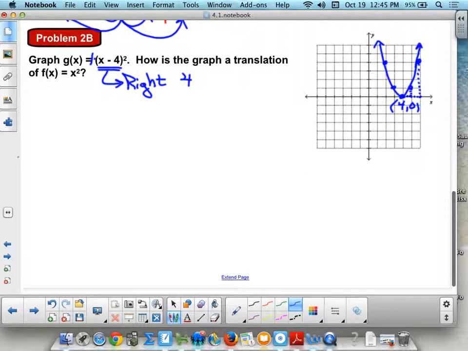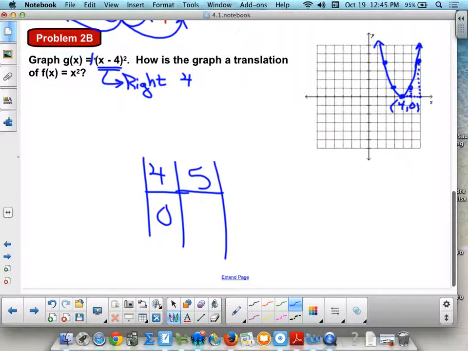Again, if you don't like that, just make a table. Here's the vertex, right? Go over 1, go back 1. And if you put these numbers in, watch how easy this is. Put the number in. What's 5 minus 4? 1. Square it. 1. I can generate a table so quick. Here's the problem. I can do that even quicker. I can graph these quicker than I can do this. So I'd rather just do that than make tables.